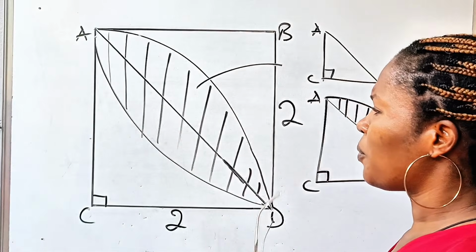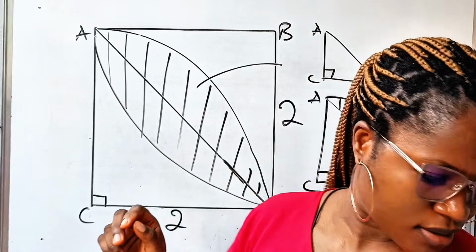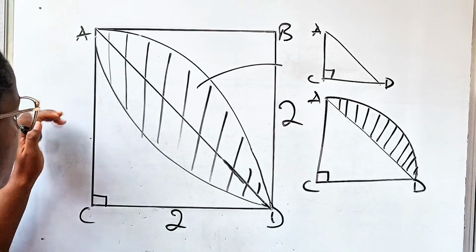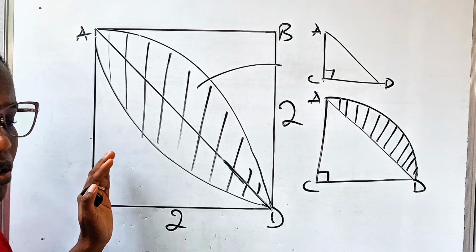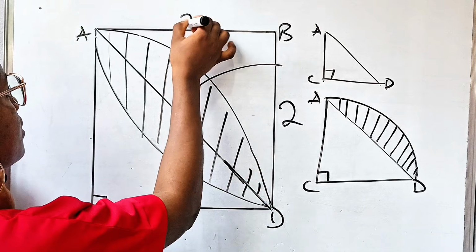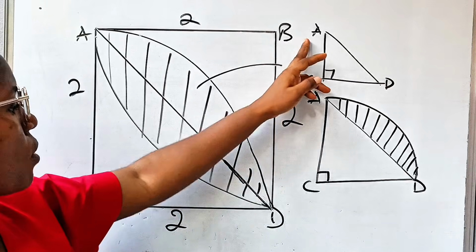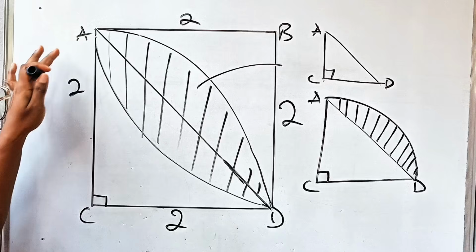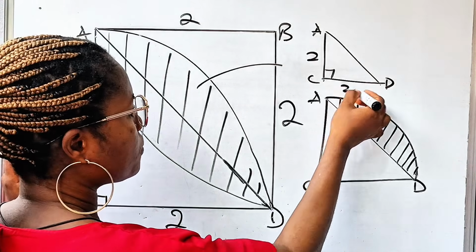All right, now looking at this drawing, like I said, we're going to find the area of the triangle and that of the quadrant. First thing, we have AC. This is a square. Okay, I forgot to mention that this is a square, and if this is a square, that means if this side is 2, this side is 2 as well. So AC is equal to BC, which is equal to CD, which is equal to AB. So AC is 2, CD is 2 as well.